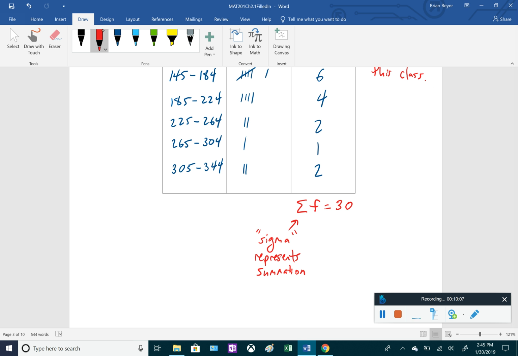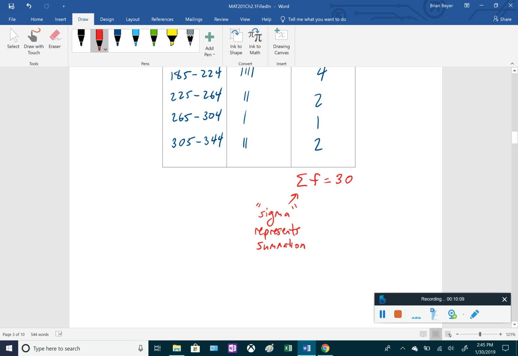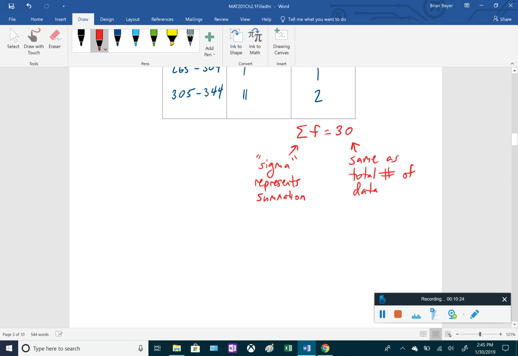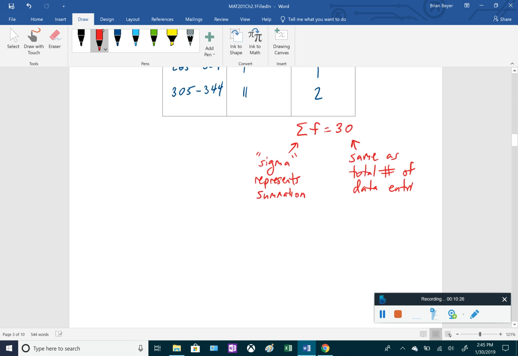What this is going to be the same as is the total number of data entries, which you'll see that we also are going to denote with a lowercase n.